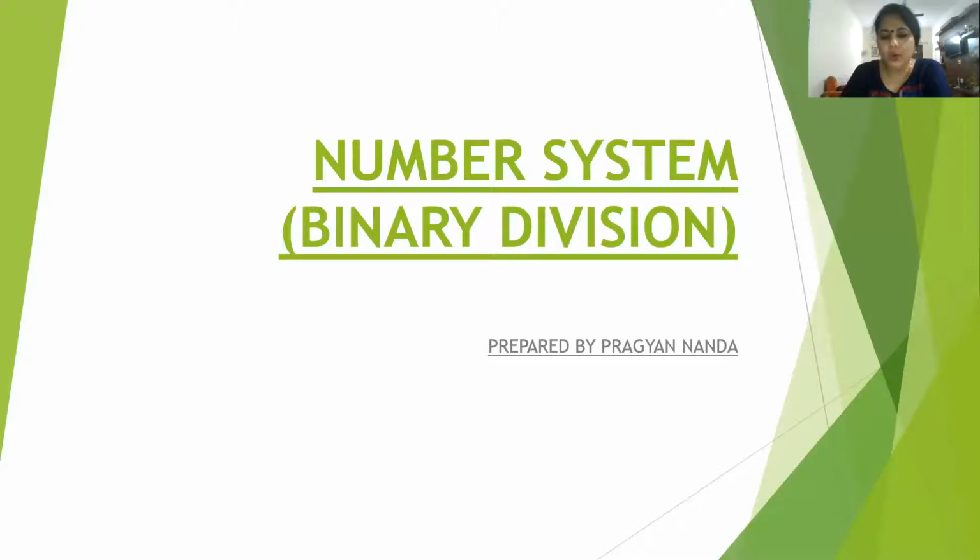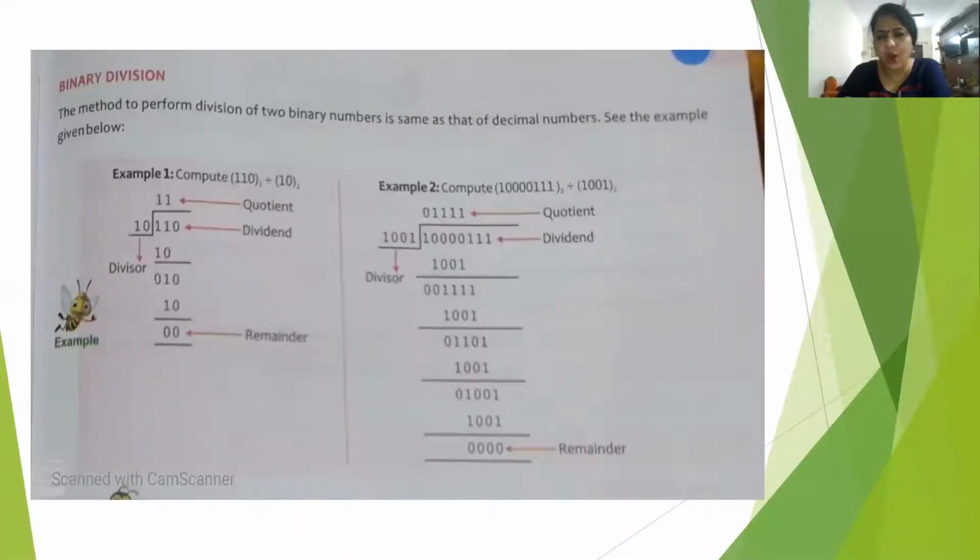Now, the way you divide decimal numbers, the same way we can divide binary numbers. Just look here. 110 you have to divide by 10. So 10 is the divisor, and 110 is the dividend. I always instruct you: whenever you divide binary numbers, first convert to decimal, find the result, and if it equals the binary result, then it is correct.